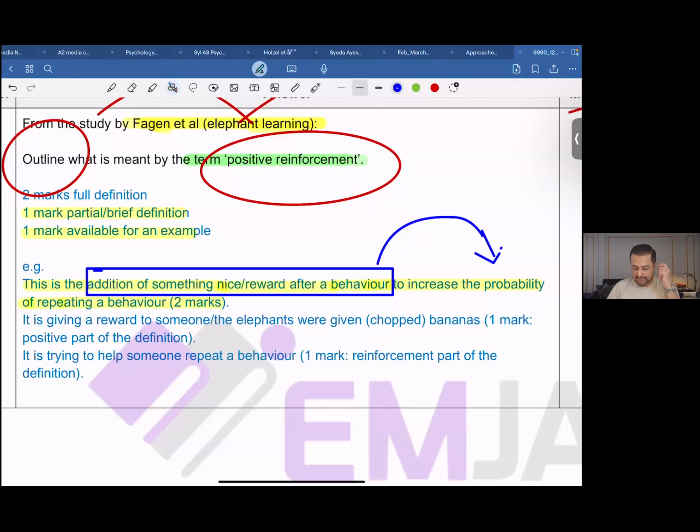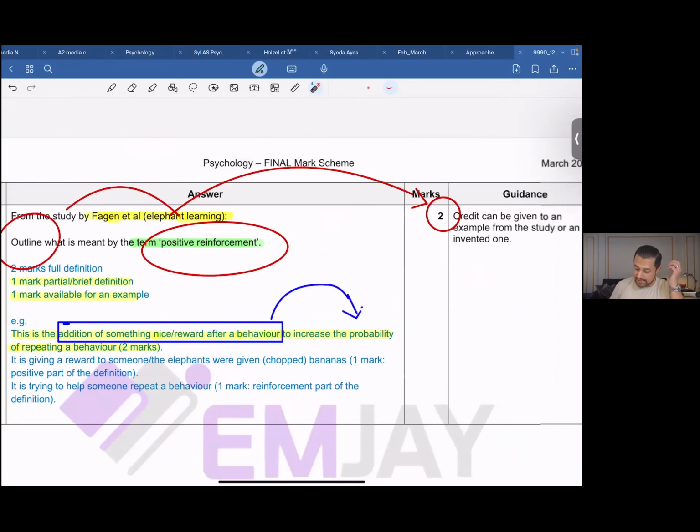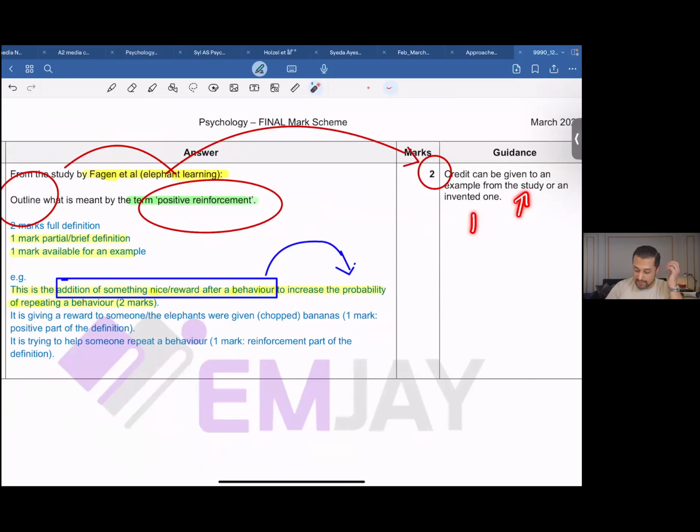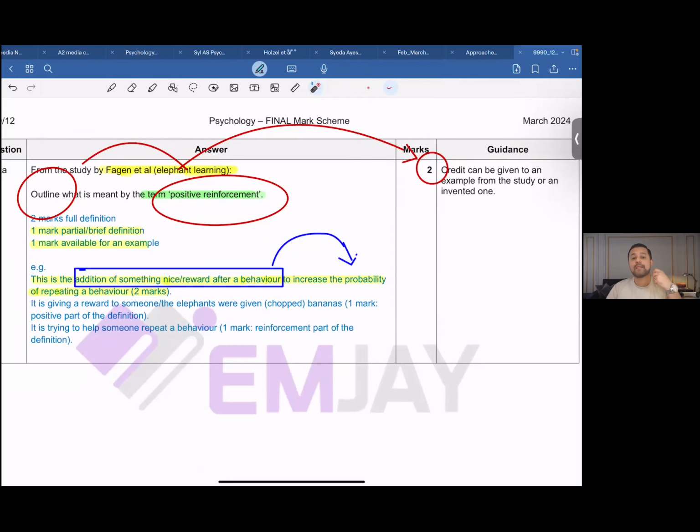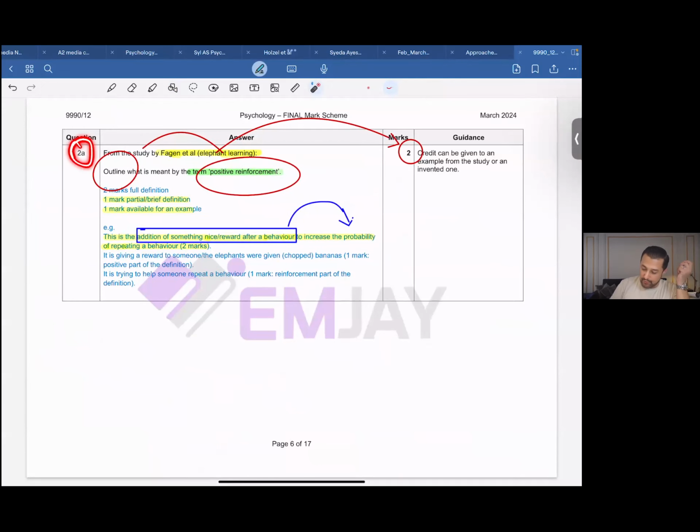Now, if you've read this thoroughly, continuing ahead, the second example is giving a reward to someone: the elephants were given chopped bananas. If you want to connect it back to Fagan, if you end up writing this, you'd receive 1 mark, right? It is trying to help someone repeat a behavior. Over here, you get a single mark too. So you could either link it to the study, or you could invent an example of your own. But remember, to score 2 out of 2, you need to define what it is and give an example. So this was question 2A worth 2 marks.